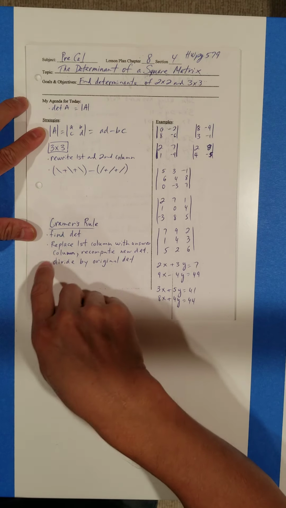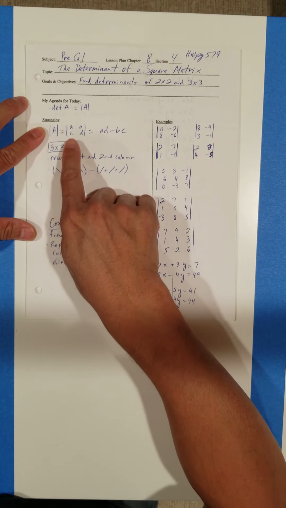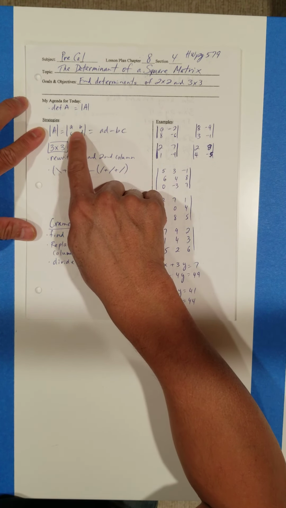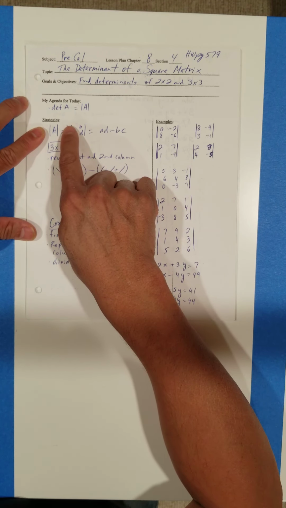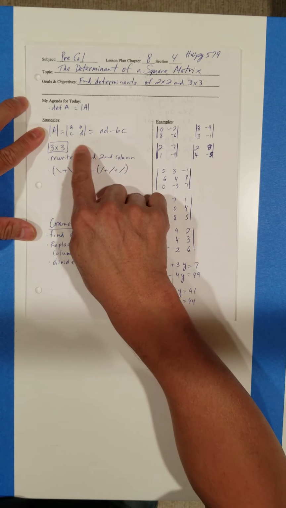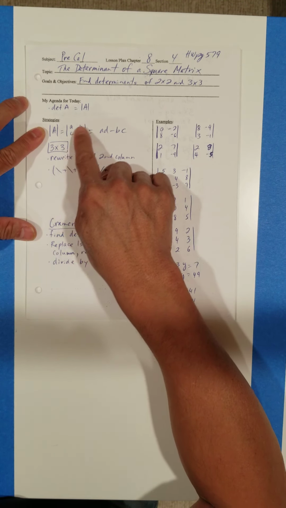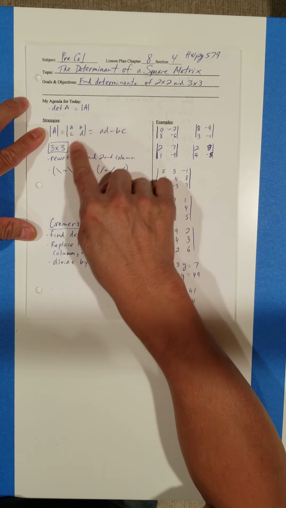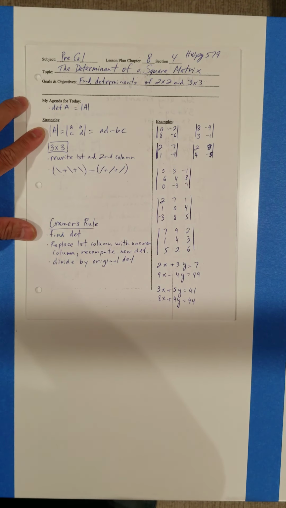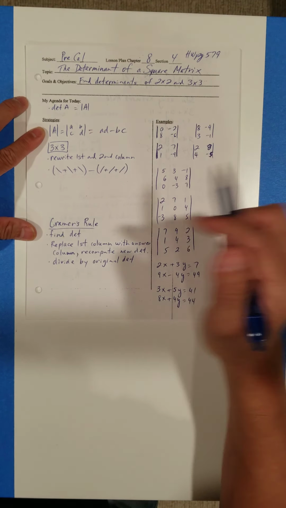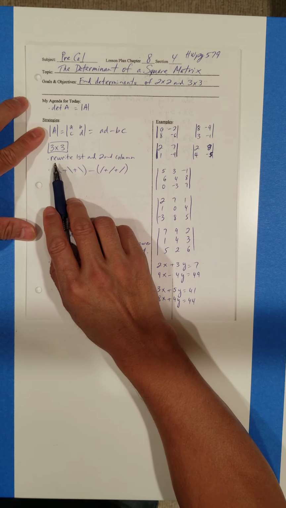The determinant of a 2 by 2. For example, let's say you have A, B, C, and D. These are your elements. Then you want to do A times D. You want to take the diagonals. A times D, and you always minus the other diagonal, B times C. That's really simple. Now, 3 by 3 is a little bit more complicated.